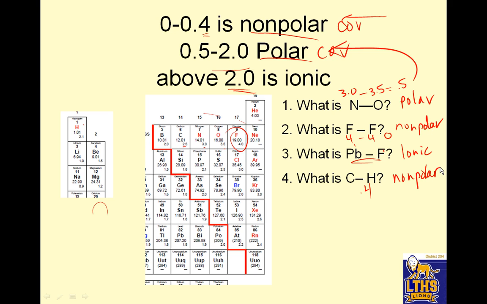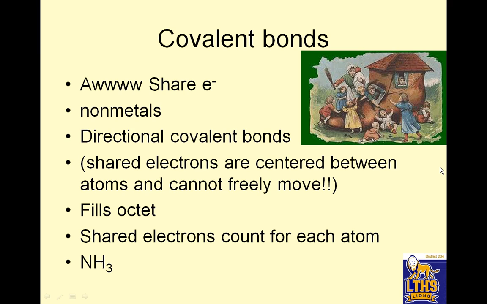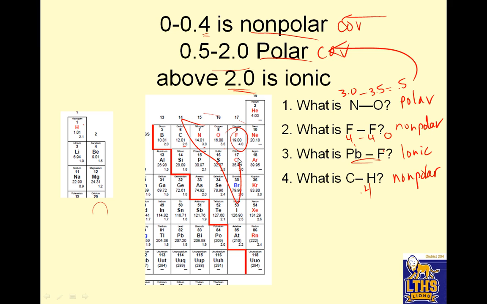Okay, so electronegativity helps us decide what atoms are going to do with their electrons. Covalent share. Oh, they're sharing electrons. What kind of atoms do that? Atoms that are similar in electronegativity.